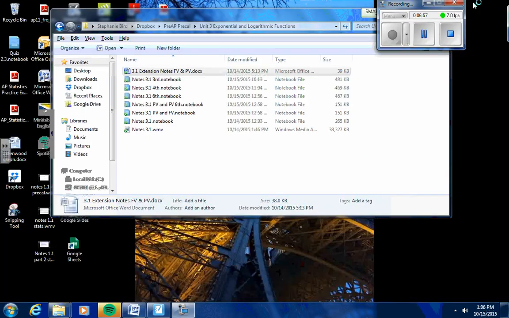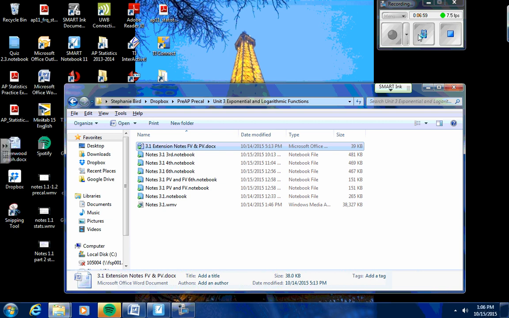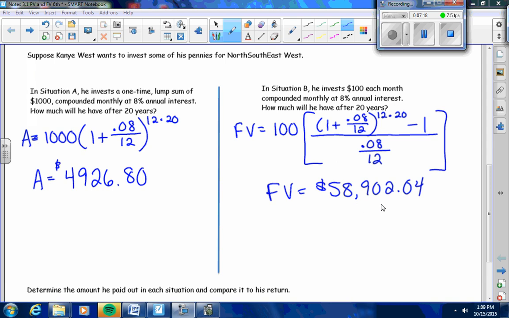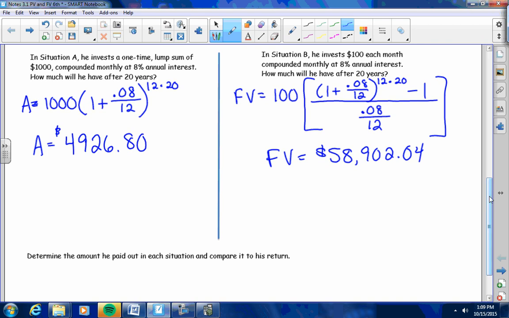So let me pull up my calculator. Okay. So again, on the calculator, use the fractions so that you can make the calculator look exactly like what's on your paper. That's the only way you can guarantee you'll get the correct answer. So our correct answer is $58,902.04.